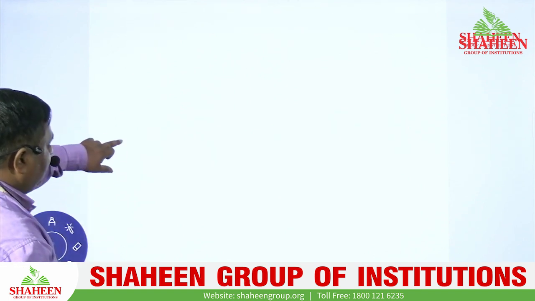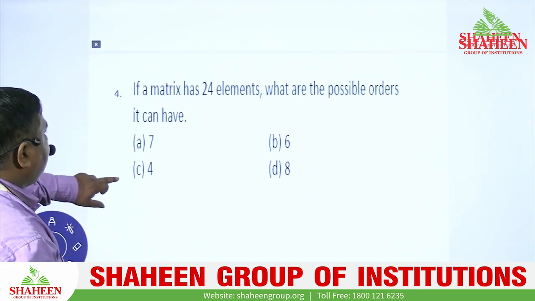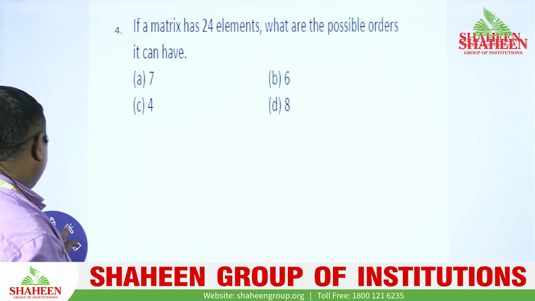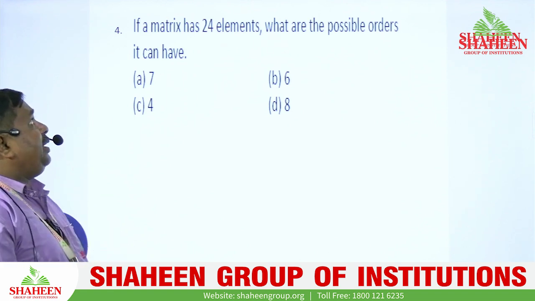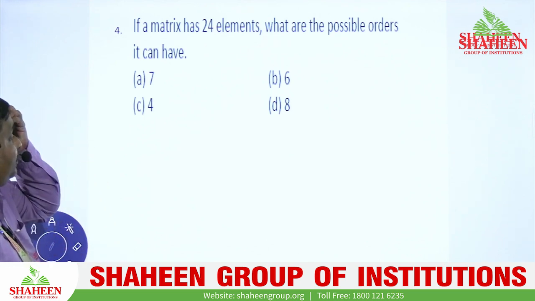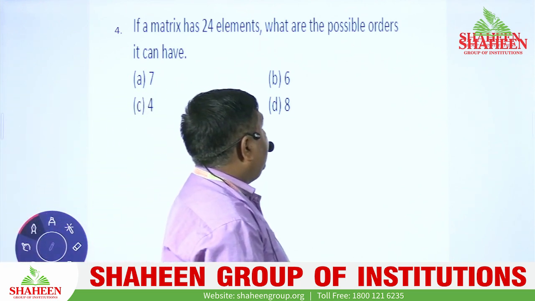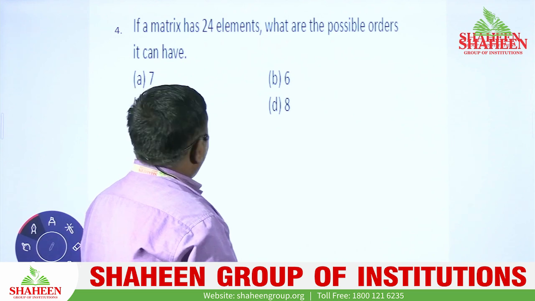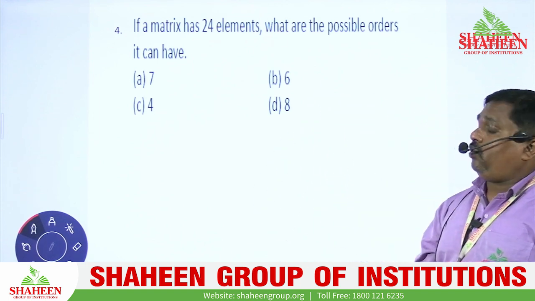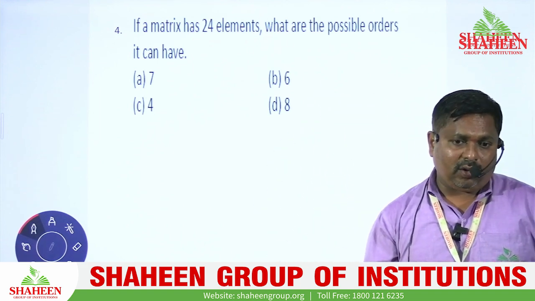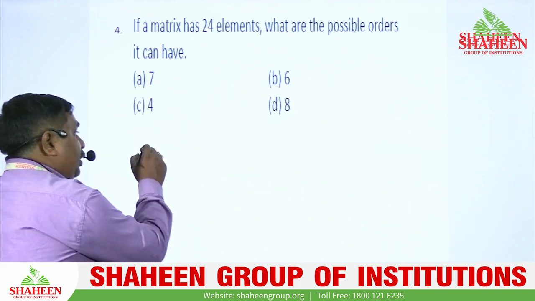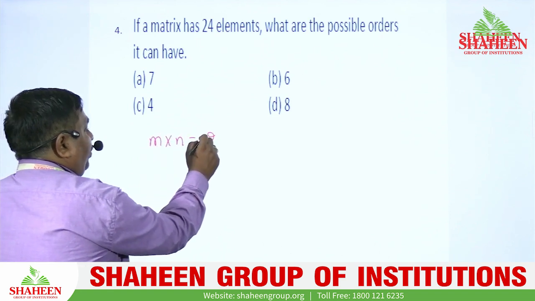Let us move to the next problem, that is fourth one. We have given a matrix. If a matrix has 24 elements, what are the possible orders it can have? How many orders can we write using the 24 elements that we are counting here? Okay, we have a matrix with 24 elements. Here given that m into n is equal to 24.